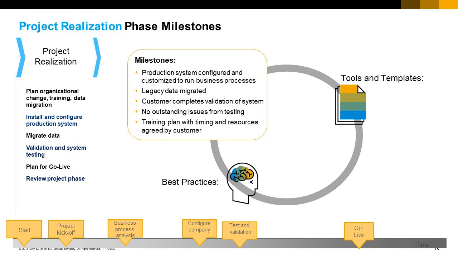Project realization is the heart of the project. The milestones for this phase are: production system configured and customized to run business processes. After the configuration is complete, you should make a copy of the production database that can be used for testing and training. Legacy data migrated. Customer completes validation of system.